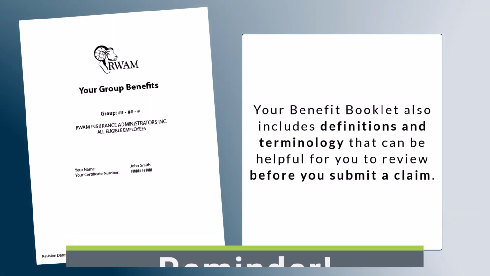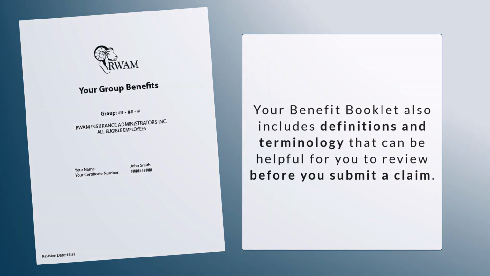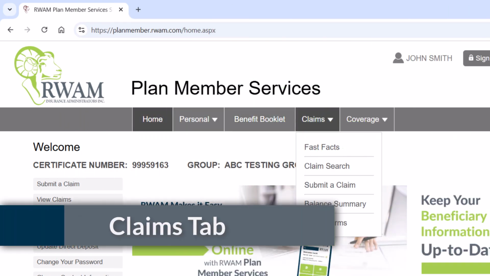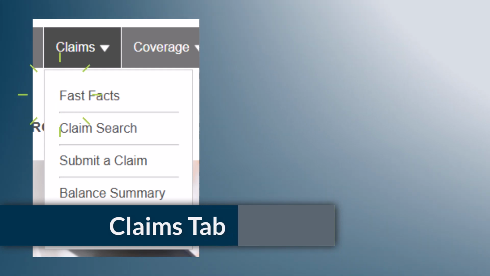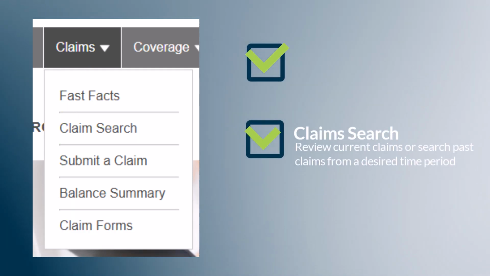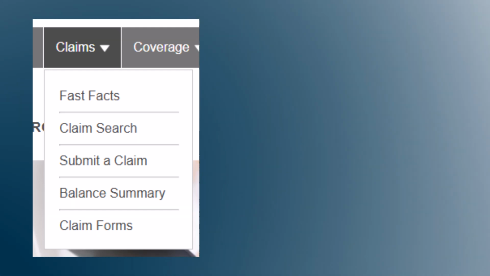Your benefit booklet also includes definitions and terminology that can be helpful for you to review before you submit a claim. Utilize the Claims tab to review Fast Facts for dental and vision, perform a claim search to review current claims pending or processed, and past claims processed for any desired time period.